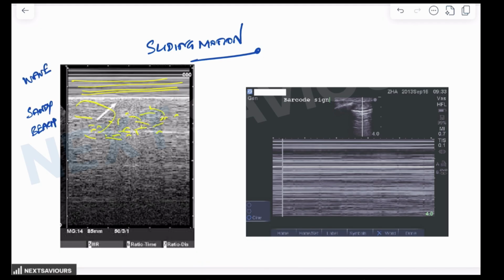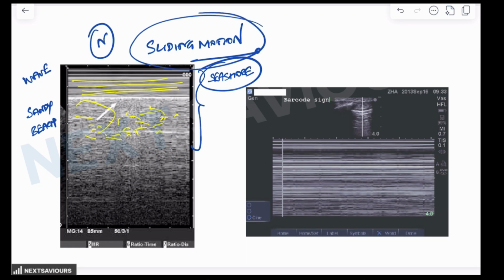is appearing like a centipede. So in total, it looks like a seashore, and that is why the name, the seashore appearance or seashore sign. And so this is the normal appearance of the lung without any pneumothorax. Now, in case of pneumothorax, what happens? The air in the pleural space separates the parietal and the visceral pleura, as a result of which this normal sliding movement is absent, thereby preventing the normal sliding movement of the lung.